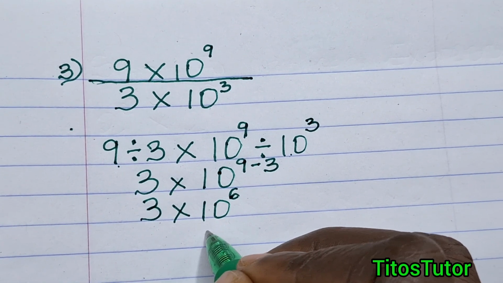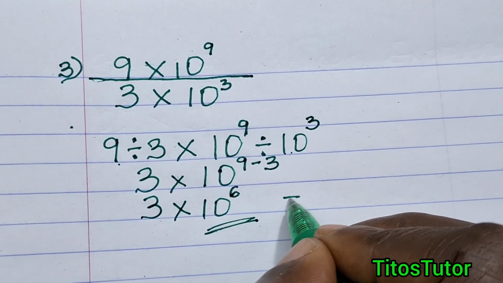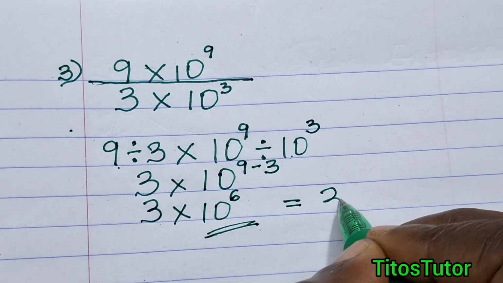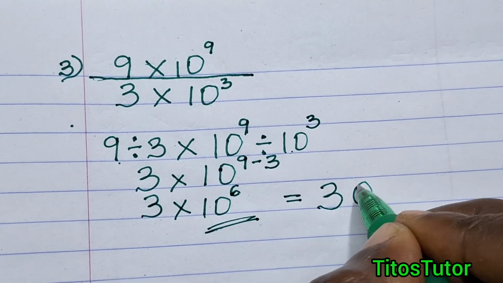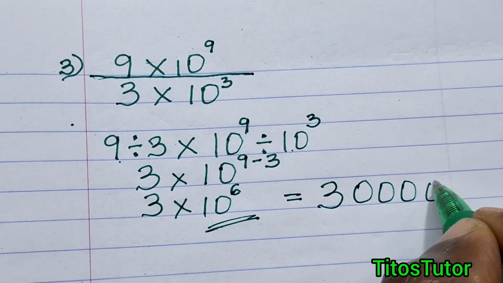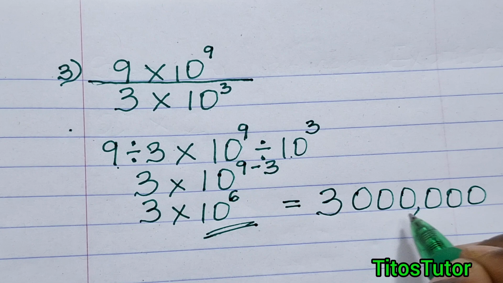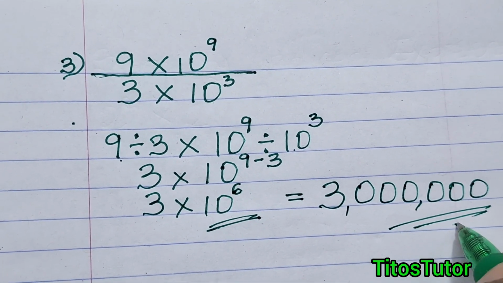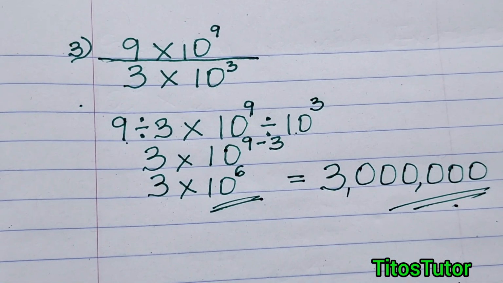In standard form, you can leave your answer like this, or you can expand it, right? So raised to the power of 6 is 3 million. 1, 2, 3, 4, 5, 6. Final answer. Either is acceptable.